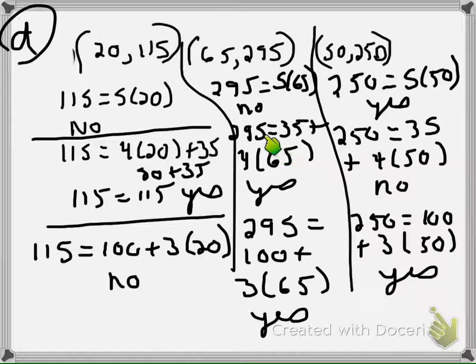Now I'll try Wheels to Go. So 4 times 65 plus 35 is equal to 295. So that means that the point 65, 295 does lie on the line for Wheels to Go.